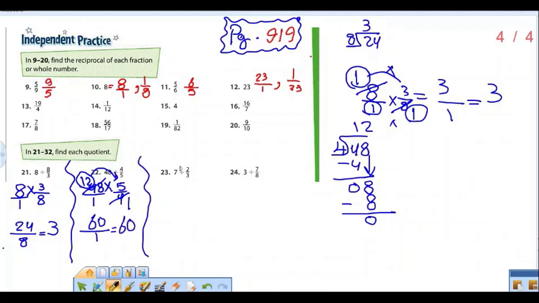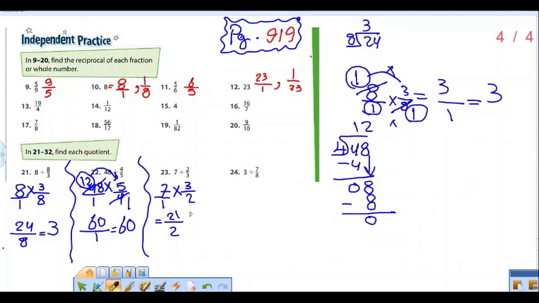Number 23. 7 divided by 2/3. Okay, so keep 7. Change divide to be multiply. Flip or find the reciprocal of 2/3. The reciprocal of 2/3 is 3 halves. I will flip the fraction upside down. Now let's change this whole to be a fraction. 7 out of 1. 7 times 3 equals 21. 1 times 2 equals 2.